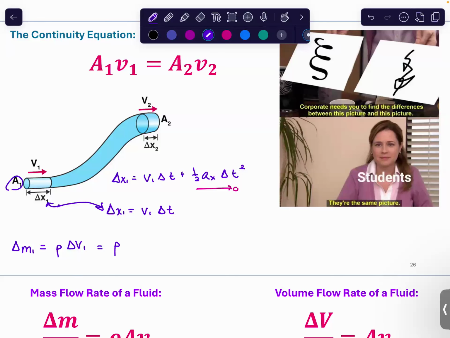Gotta really look for the information point to change. Into the area of it. So it's the area times the length of that cylinder. Remember, these are like little cylinders. You have the surface area at one end times the length of that cylinder. And then, so we found delta X1.